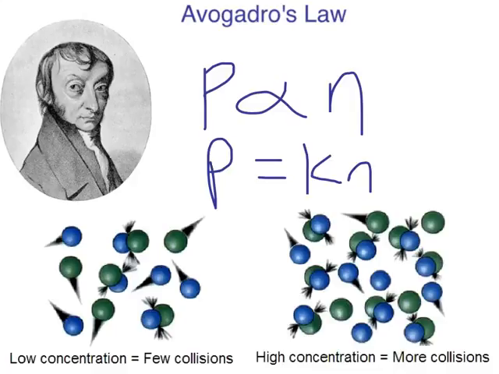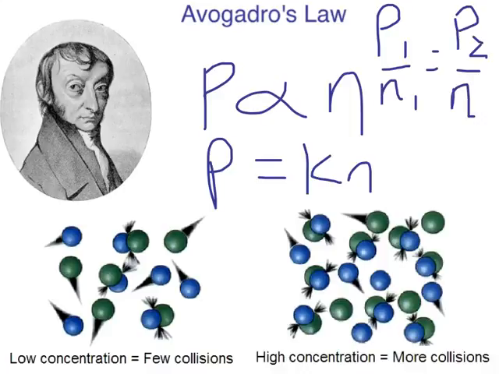So his law would look something like this. I'm just trying to squeeze it up here. P1 over N1 is going to be equal to P2 over N2.